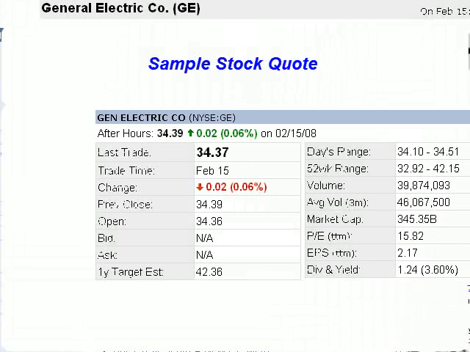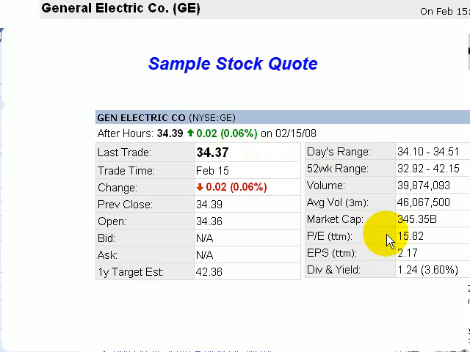Earnings figures are extremely important to investors, and here we are looking at the General Electric Company's stock quote. We can see that General Electric closed at $34.37 per share on February 15th. One thing that's reported is the earnings per share figure of $2.17 per share. The price-earnings ratio is also reported, and the PE ratio is calculated by taking the current price per share, $34.37, and dividing by the earnings per share.